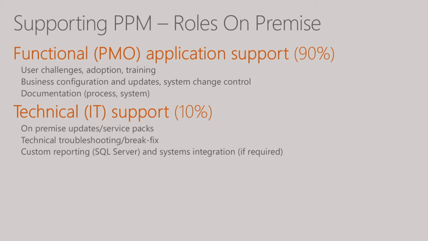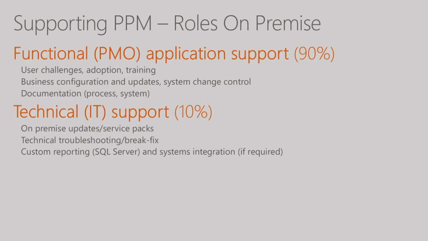If you have 2,000 users and 1,800 are submitting timesheets out of 15 different countries, you're probably going to need to have localized admins in each area, because 90% of the support of the system is functional. It's working with end users through any challenges, troubleshooting, enhancement requests they have. That's a PMO function, but it really should map to your broader organization.